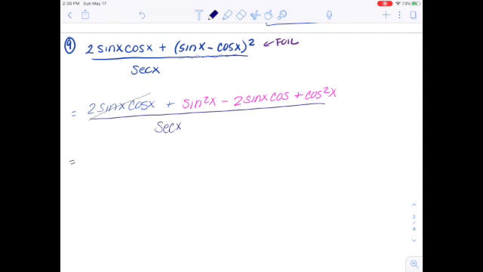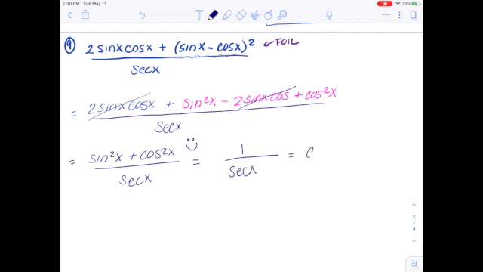All right, and simplify your numerator. Those two will drop out, and lo and behold, you've got sine squared of x plus cosine squared of x all over secant of x, which simplifies, with your Pythagorean theorem identity up top, to 1 over secant of x, which is just cosine of x.